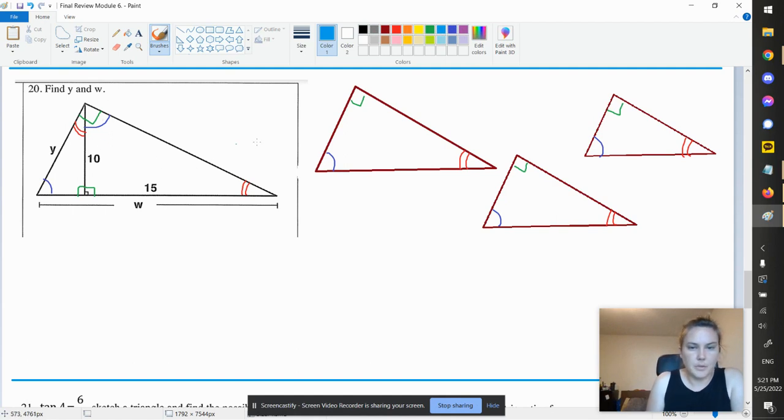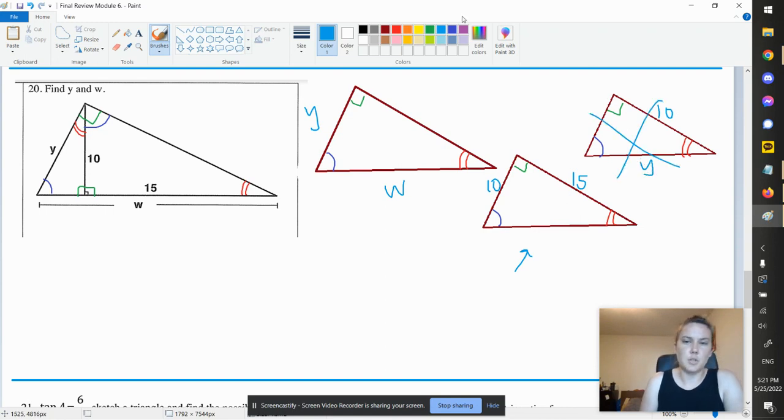We have, for the big triangle, W and Y, and we don't know this one, so we'll just leave it blank. For the medium triangle, 10 is across from the red angle, 15 is across from the blue angle, and we can immediately find this one with the Pythagorean theorem. So that's what we'll do first when we've started. The small one, 10 is across from blue, Y is across from green.